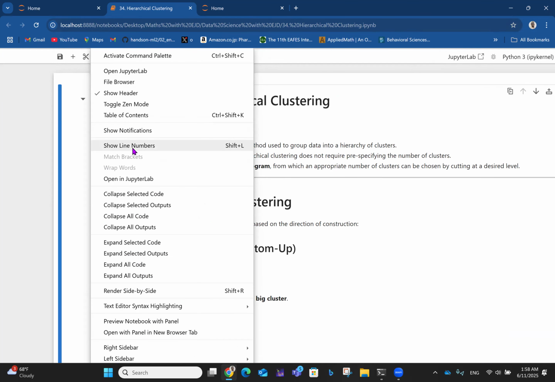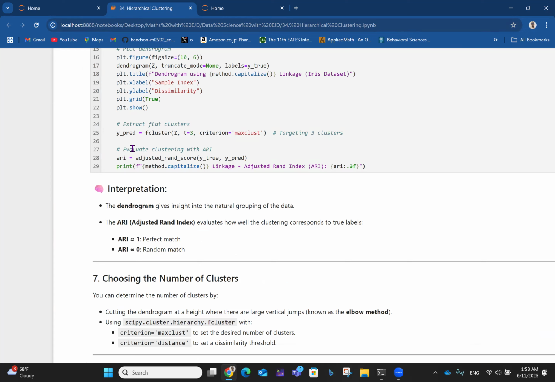Right, view, then line numbers, and we go to the code. Yeah, here.